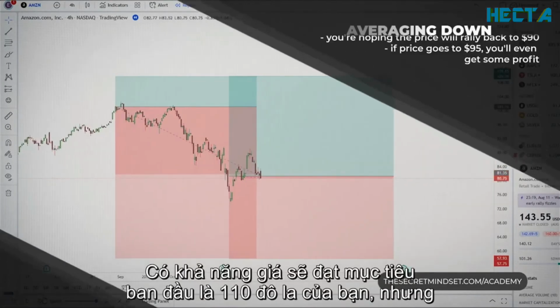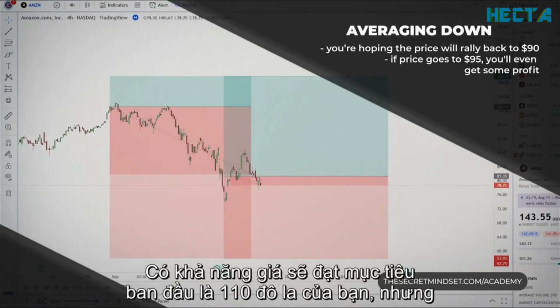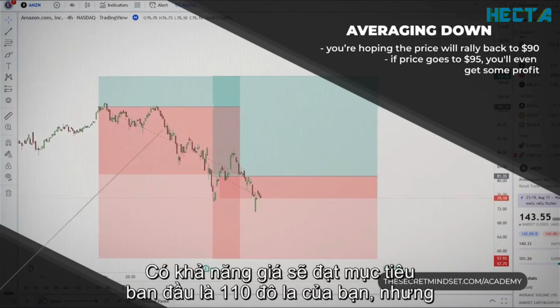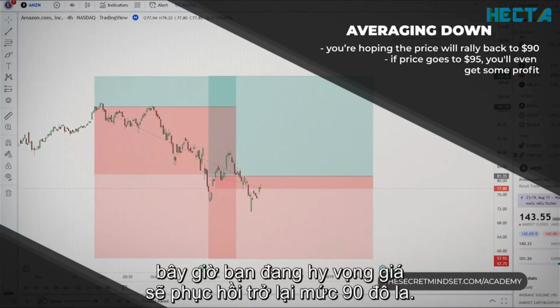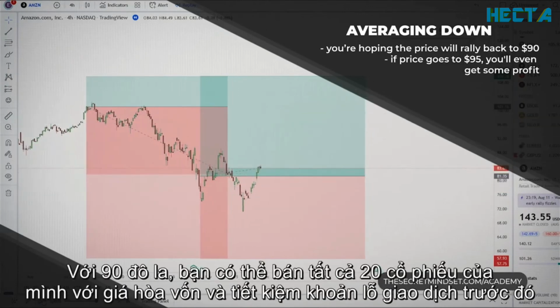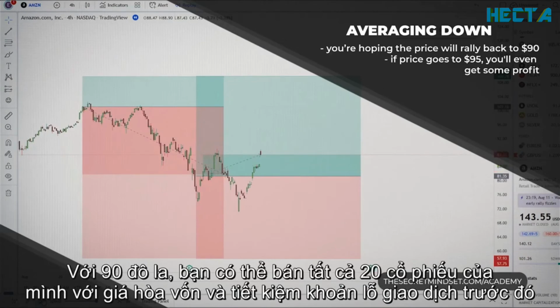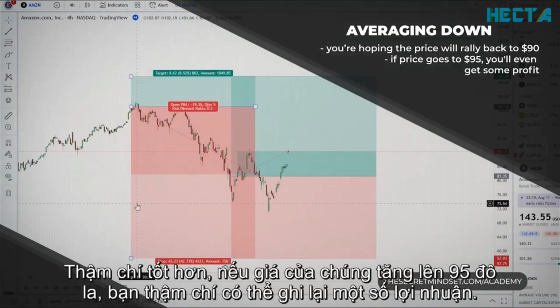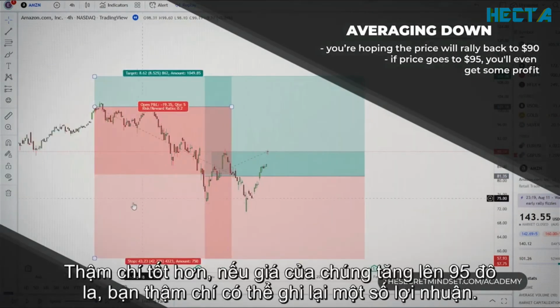It's unlikely the price will hit your initial target of $110, but now you're hoping that price will rally back to $90. Because at $90, you can sell all of your 20 shares at break-even and save the previous losing trade. Even better, if the price goes to $95, you can even record some profits.